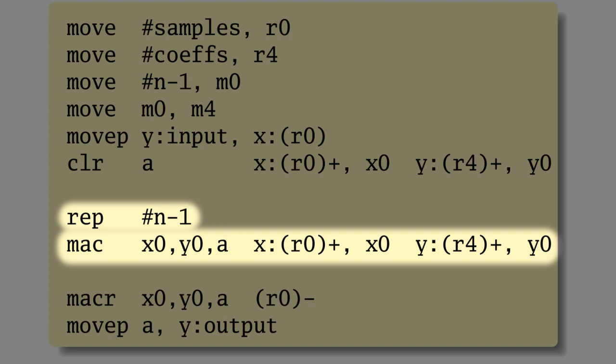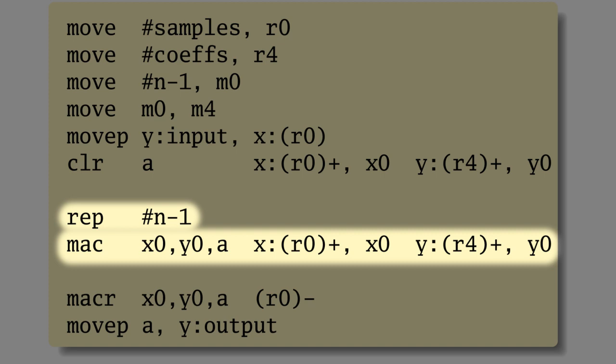Multiply the sample and coefficient in registers X0 and Y0. Add the product to accumulator A. Load the next sample into X0, load the next coefficient into Y0, increment the sample address in R0, wrapping around if necessary, and incrementing the coefficient address in R4, which may also wrap around.